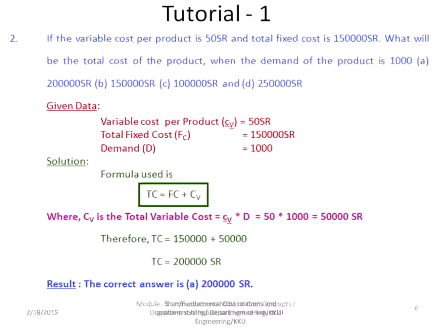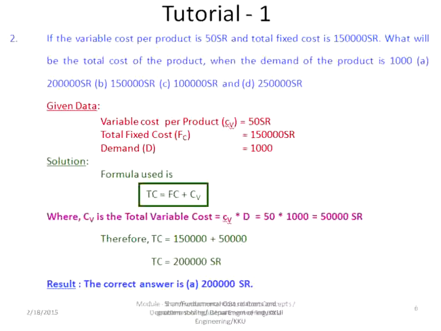Okay. So you see, the variable cost per product is small CV. So I write here 50 Saudi Riyal. It is given for one product. Okay. And the total fixed cost.